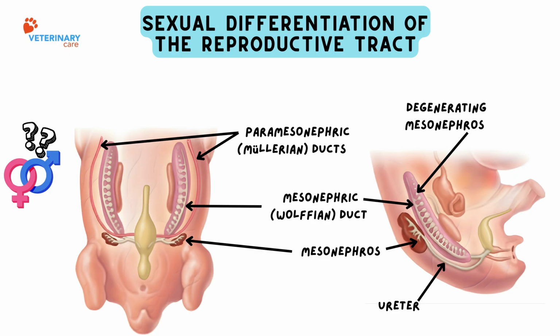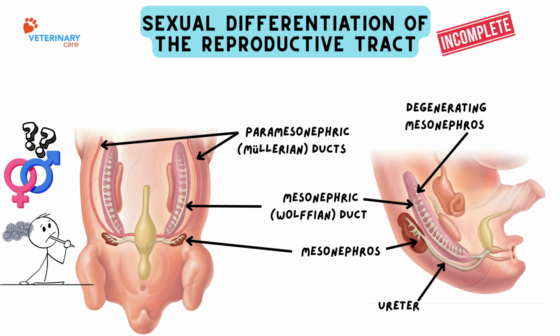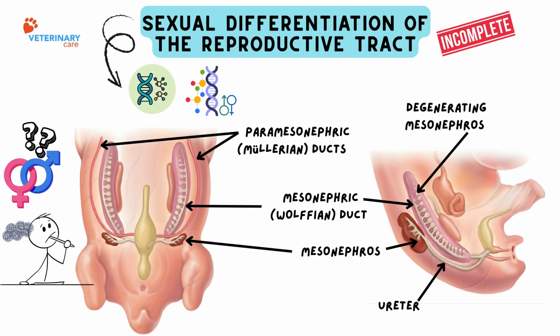This means that sexual differentiation of the organs has not yet occurred, and you cannot tell male or female embryos just by looking. Sexual differentiation happens later, guided by specific genes and hormones, to form either the male or female reproductive tract, which we discuss in our next upcoming video.